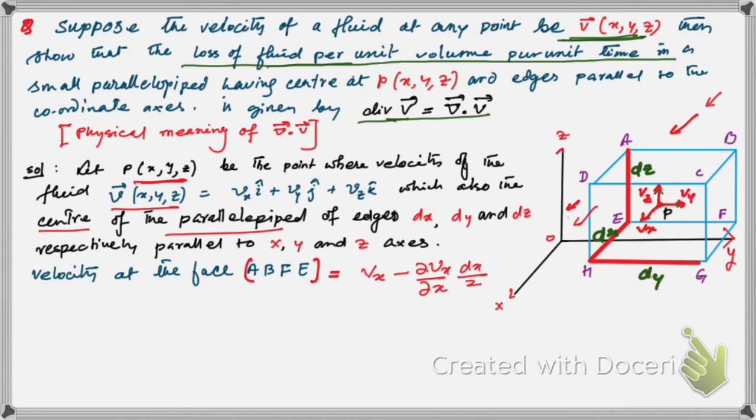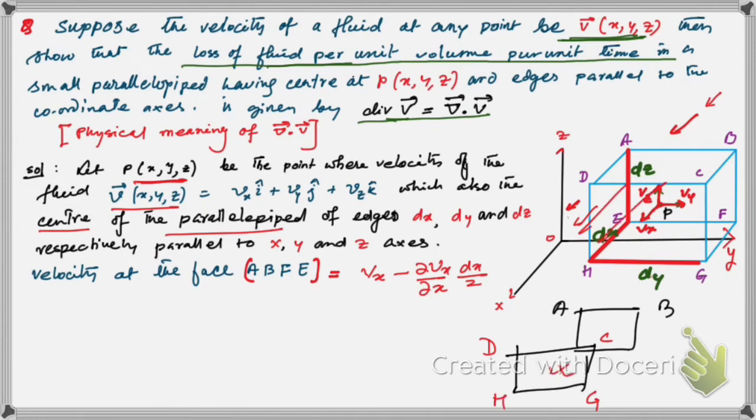Let me tell you how. You see, this is the surface AB, and this is the front surface that we have taken, that is DCGH. So this surface is the front surface.